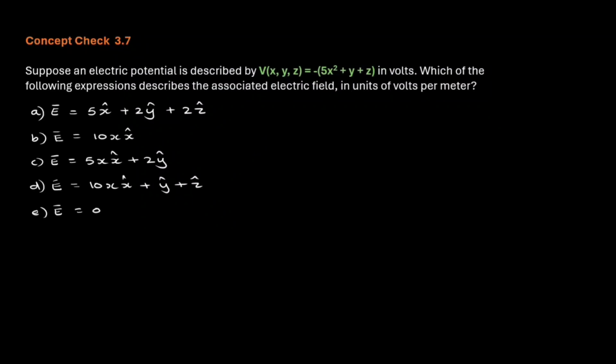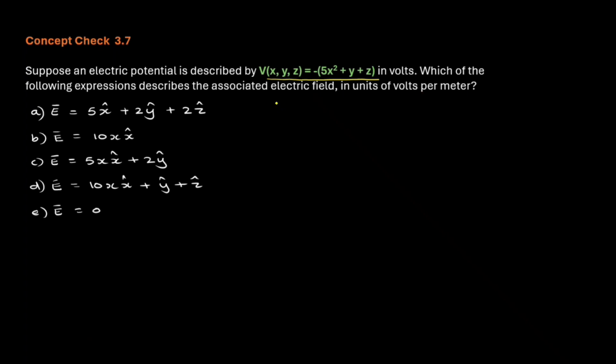Concept check 3.7. Suppose an electric potential is described by V of x, y, z equals negative 5x squared plus y plus z in volts. Which of the following expressions describes the associated electric field in units of volts per meter?